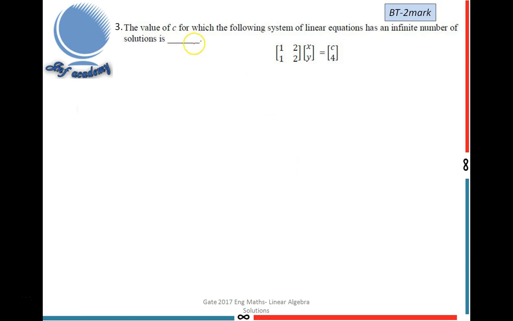Third problem: the value of C for which the following system of linear equations has an infinite number of solutions. Okay, here the given system of equations in the form Ax equal to B is given. So first I write the augmented matrix A comma B: 1 2 C 1 2 4. Next step I find the rank of A comma B.